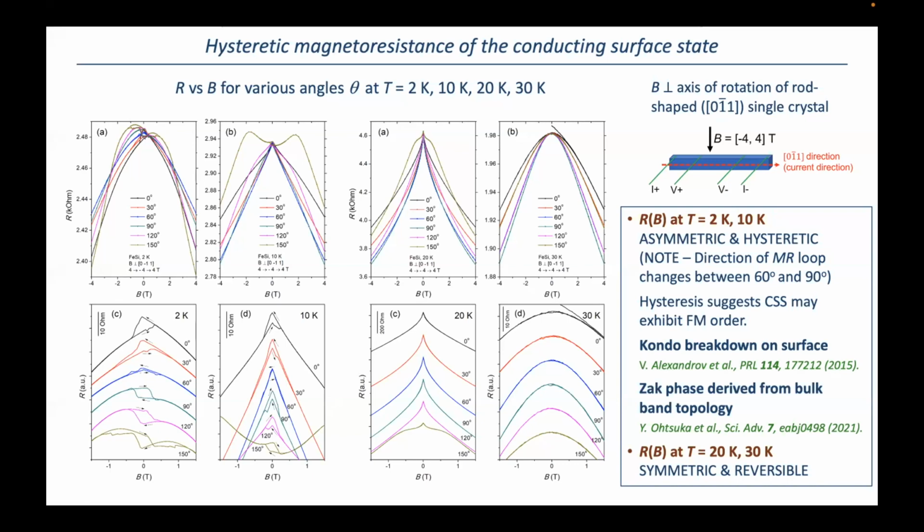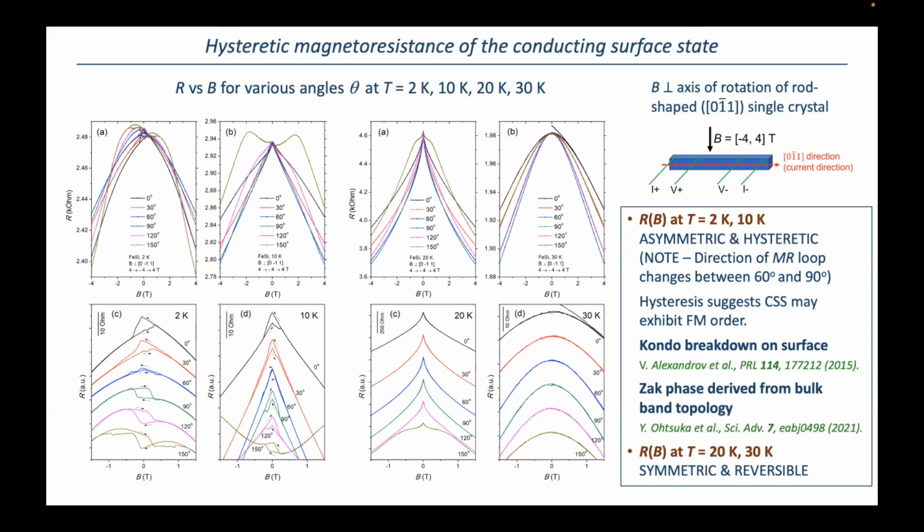Now, if you look at the right-hand panels, you see that the resistance at 20 and 30 Kelvin is symmetric and reversible. So this ferromagnetism and this hysteresis and this asymmetry seem to belong to some magnetic ordering that occurs in the surface state, and at higher temperatures it goes away when you go into the regular semiconducting bulk state. Okay, I hope I got through that semi-clearly.